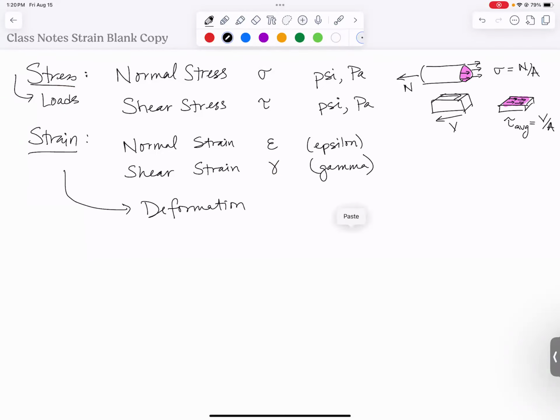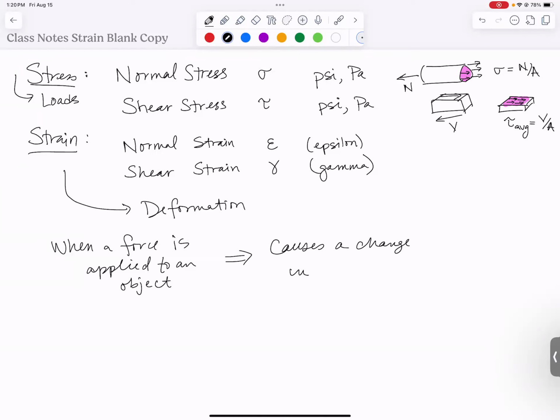So the idea here is that when a force is applied to an object, something happens to the object. It's going to cause a change in the size or shape. And it always does. Any force applied to any object will cause maybe a tiny change in shape or size, but there will always be a change in the size or shape. In statics, we assume that that's negligible. We treat everything like it's a rigid body and assume it's negligible.